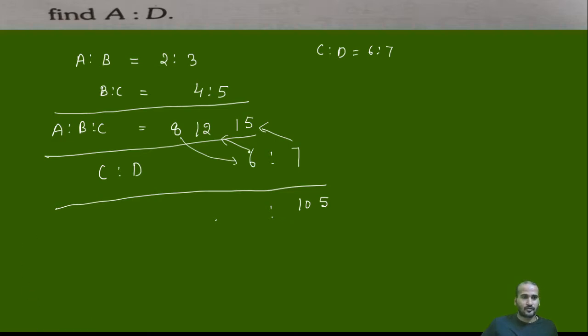Okay, firstly I have to multiply the numbers on this side. So 15 times 6 is 90, and 12 times 6 is 72. And 8 times 6 is 48. So this is your value.